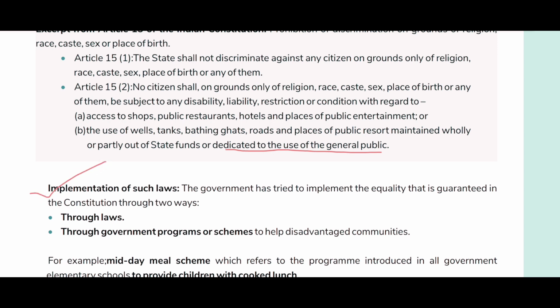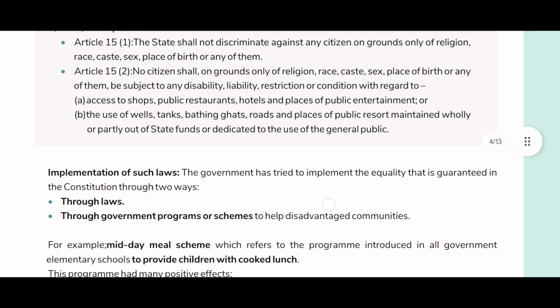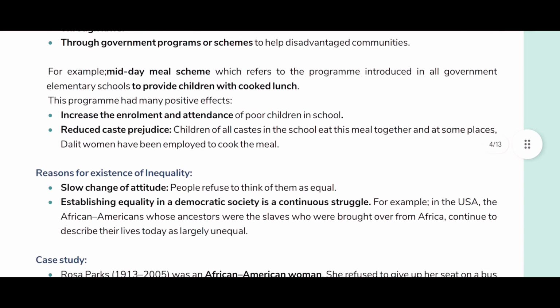Implementation of such laws. The government tried to implement the equality that is guaranteed in the Constitution through two ways. First, through laws, and second, through government programs or schemes to help disadvantaged communities. For example, midday meal scheme, which refers to the program introduced in all government elementary schools to provide children with cooked lunch. This program had many positive effects.